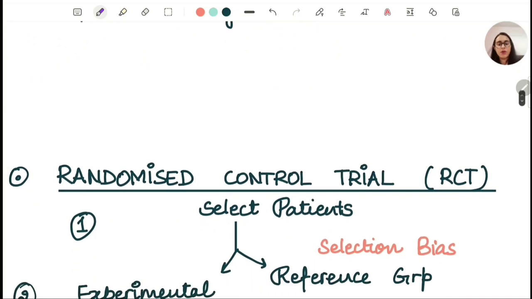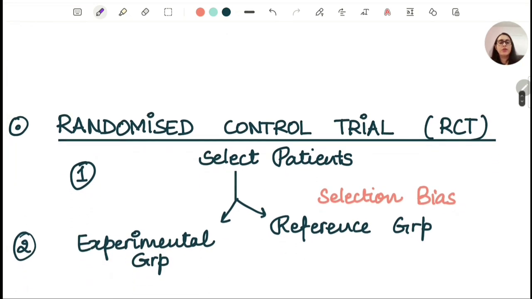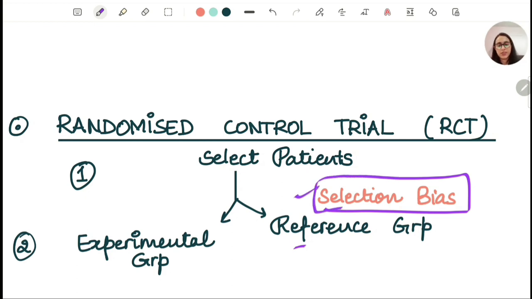Now coming to the randomized control trial. First of all, when you are doing a randomized control trial, RCT, you select the patients. Say suppose you take 200 patients. You select the patients and you classify them into the experimental group and the reference group. So classification of the individuals occurs at stage 2. And if you have not done randomization, then there can be selection bias. So selection bias occurs after the first stage.